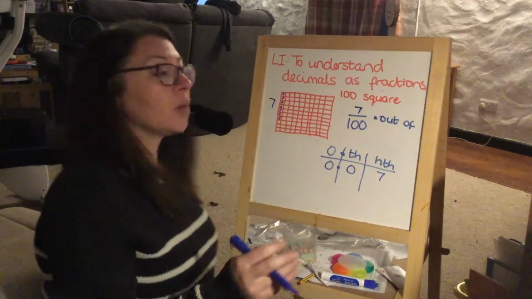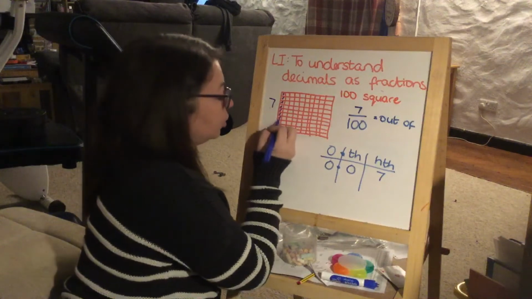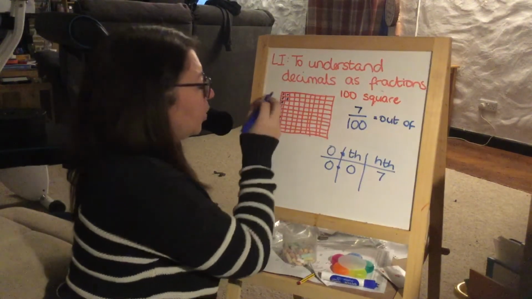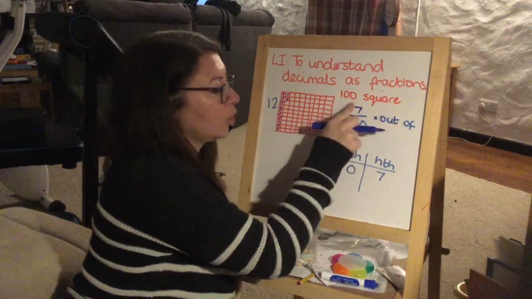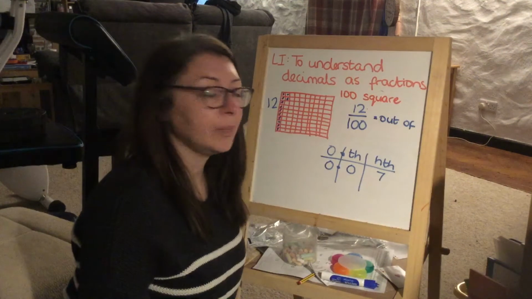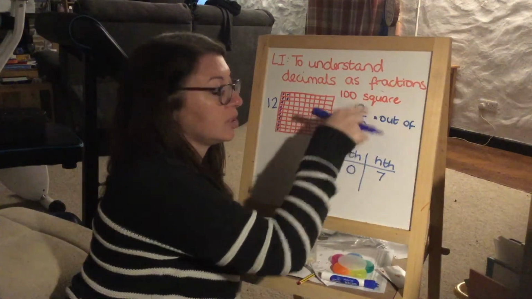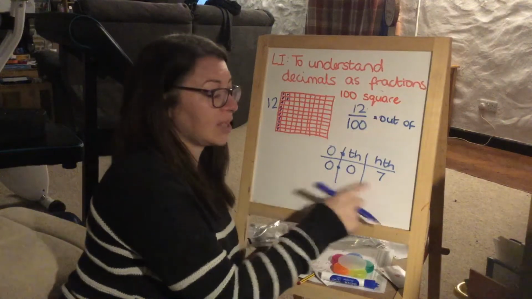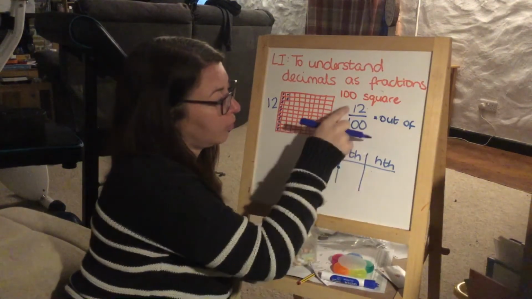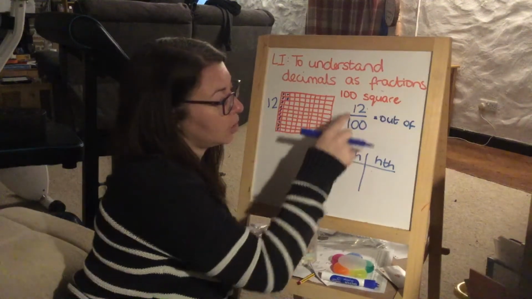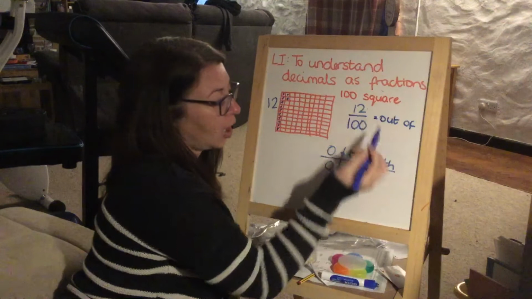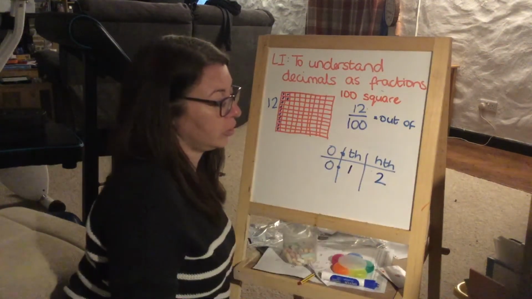So now, I don't know where my purple pen has gone. If I colour in a few more, so we have 10, 11, 12 now. So now we have 12. So we now have 12 out of 100. Okay? So I'm not worried at the minute that we're going to try and simplify this. What I want us to think about is how this converts into a decimal. So now we have 12 over 100. So we have 12 now, we have a 10 here now. So we now have 1 tenth and we have 2 hundredths.